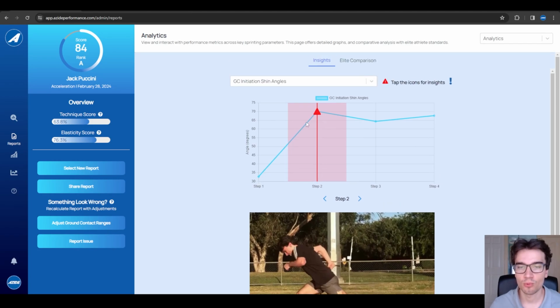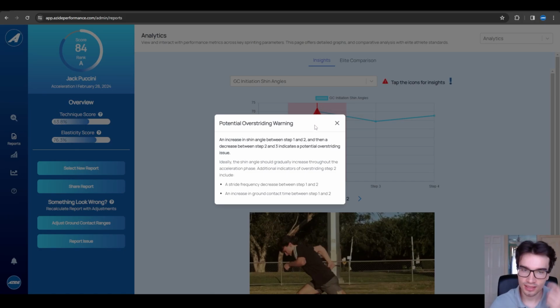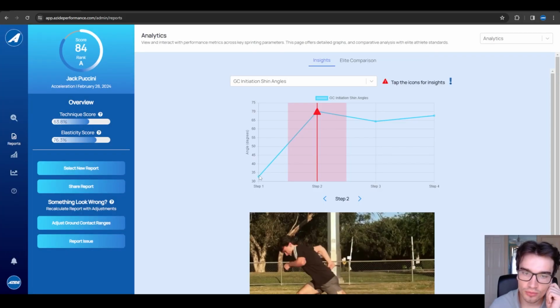And again, we've got a warning sign on the shin angle graph as well, telling us that there was an increase in shin angle between step one and two, and then a decrease. If an athlete has optimal acceleration technique, we'd see a gradual increase. So for example, from this to this, then a little bit up, then a little bit more up. And if you were to see that, that would be a positive sign.